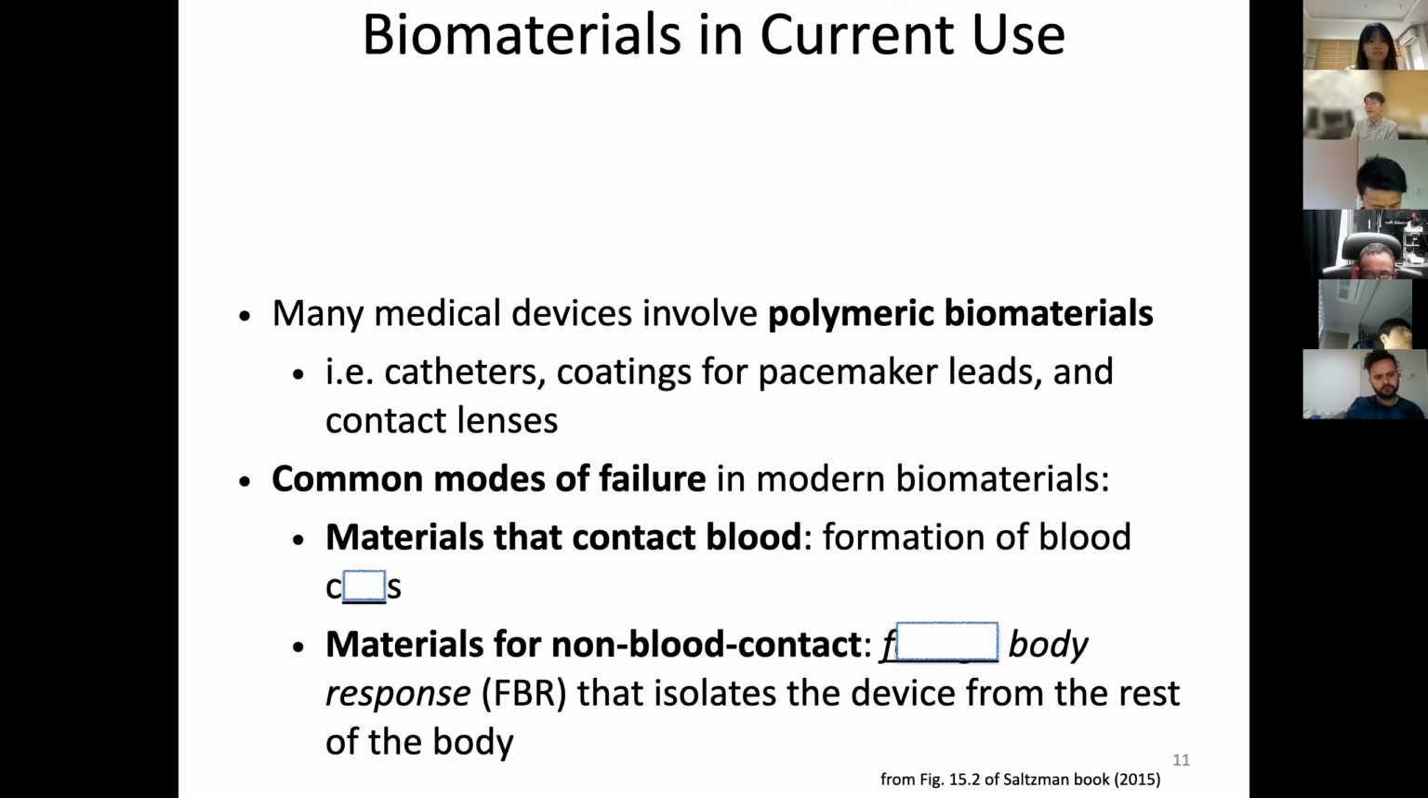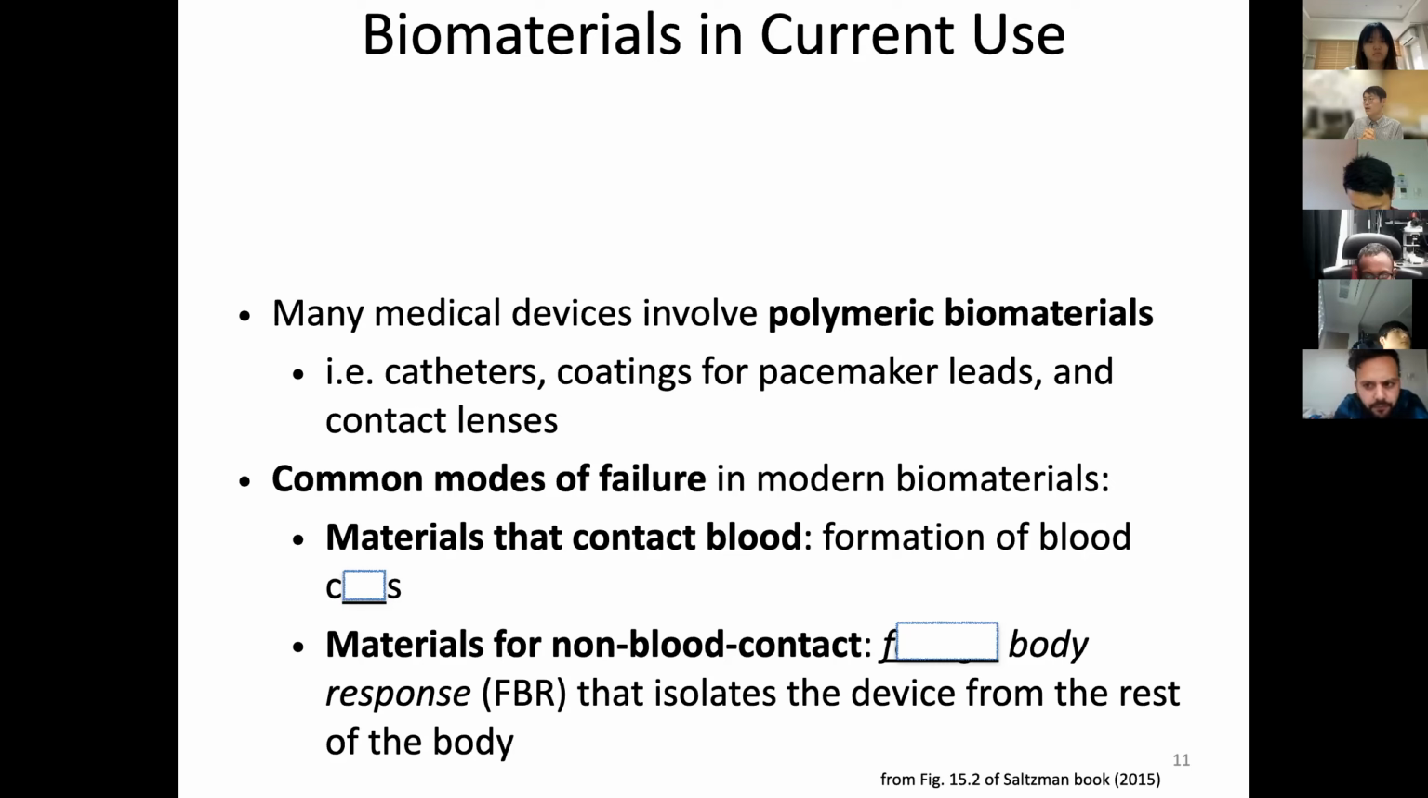First, among biomaterials in current use, a lot of times we are using polymeric biomaterials such as catheters and the coating for pacemaker leads. Do you remember the pacemaker lead has a kind of plastic coating on the outer side? That's a polymer. And contact lens is probably the biomaterial most people are using. We have to remember no biomaterial is perfect. That's why you should not sleep with contact lenses for a long time. That's bad for your cornea.